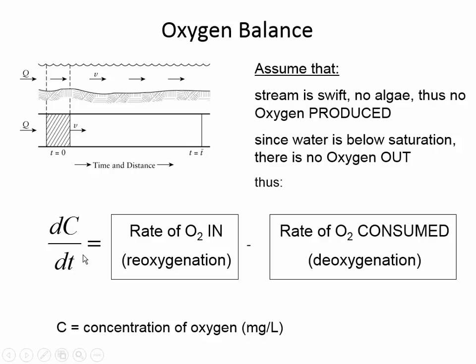So we say that the change in how much oxygen is there is just the difference between how much oxygen is coming in and how quickly it's being consumed. And so what we have to do is have an equation that will account and factor for both of these things: how quickly the air is getting back in and how quickly the bacteria are using the air. Any questions so far?